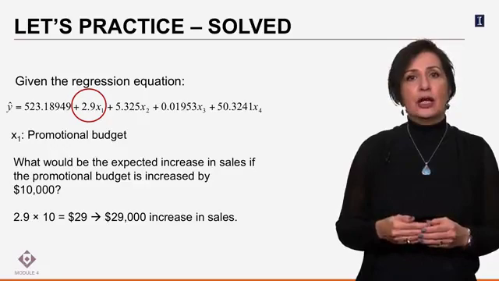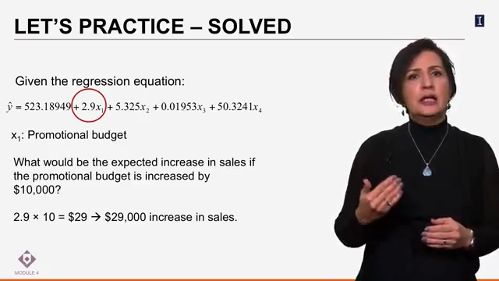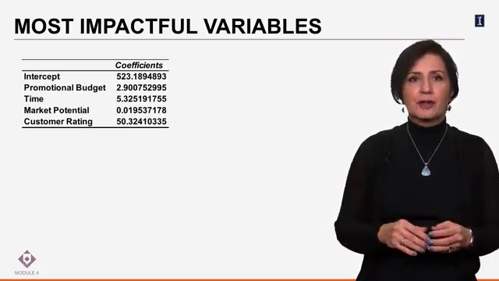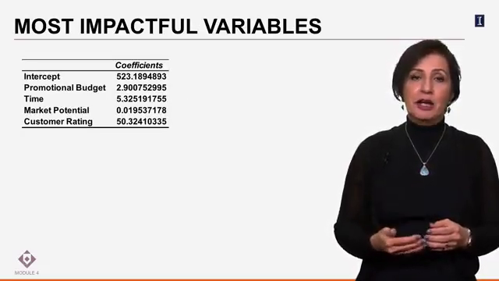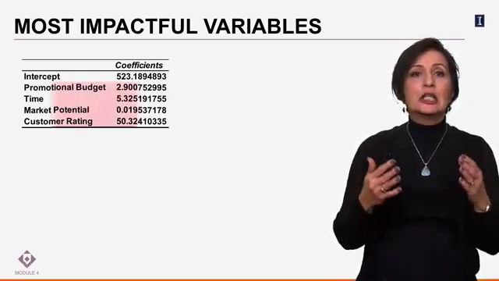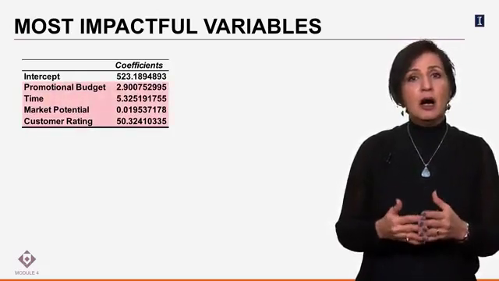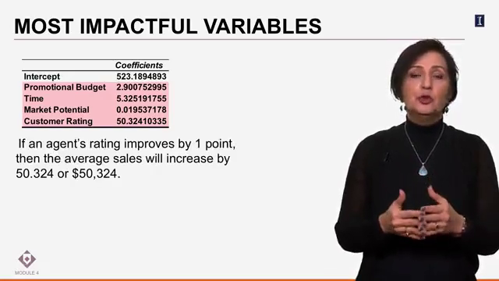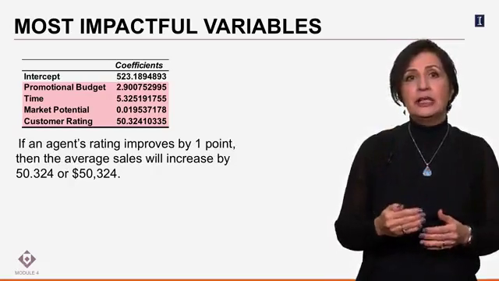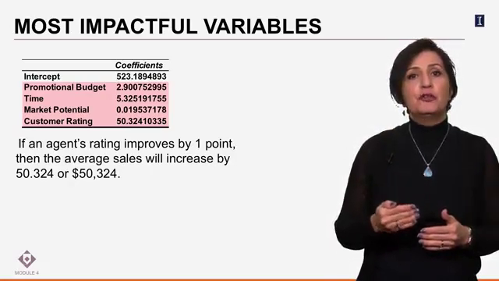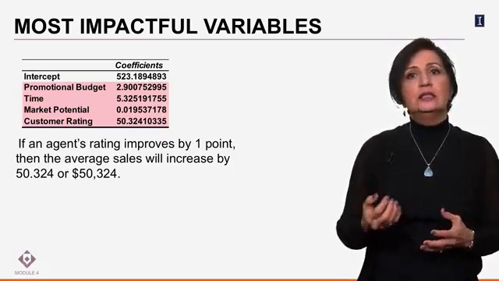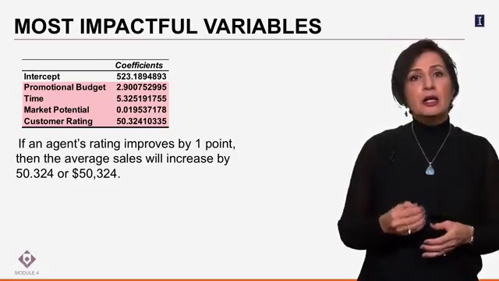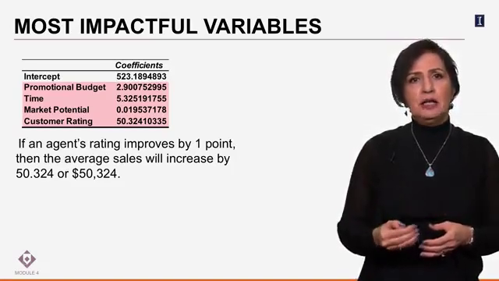Now you may ask yourself, what factors have the greatest impact on the sales? We can find this out by looking at the coefficients. Focusing on the coefficients of independent variables, we see that the customer ratings has the largest coefficient, followed by the time the agent has stayed with the company. If agent's rating improved by 1 point, then the average sales will be increased by 50.324 or $50,324.